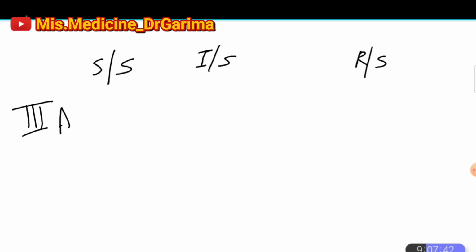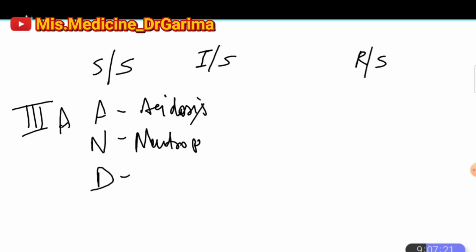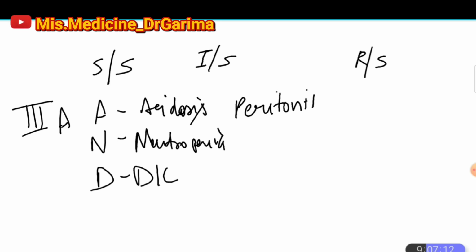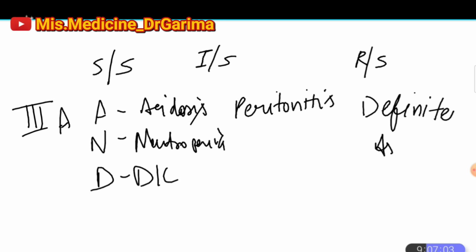Next is the 3A stage. They have BAT and MAT symptoms. BAT means bradycardia, apnea and temperature instability. MAT means metabolic acidosis and thrombocytopenia, and in this stage they also have neutropenia and DIC. And in the intestinal symptoms, they have peritonitis, inflammation and definite ascites. In 2B ascites may be present or not, but in 3A they have definite ascites.